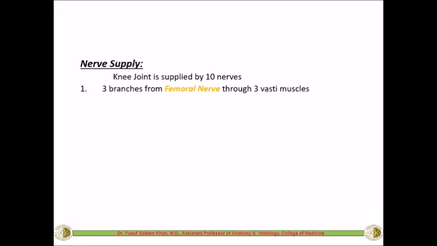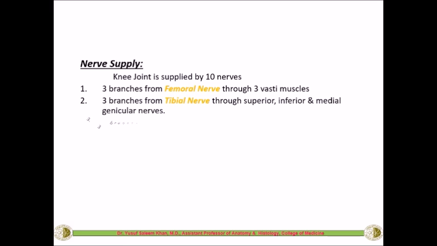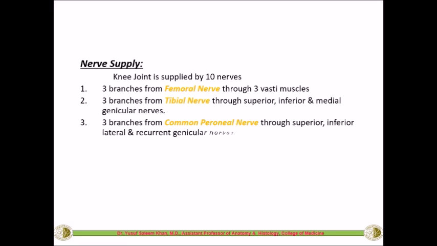The rectus femoris branch will be supplying the hip joint. So the same femoral nerve will be supplying both the hip joint as well as the knee joint. So these 3 branches are from the 3 vasti muscles which are coming from the femoral nerve. Then 3 branches from the tibial nerve through the superior, inferior as well as the medial genicular nerves. Then 3 branches from the common peroneal nerve. The tibial nerve and common peroneal nerve are branches of the sciatic nerve, and they will be supplying the knee joint. And 1 branch from the obturator nerve.